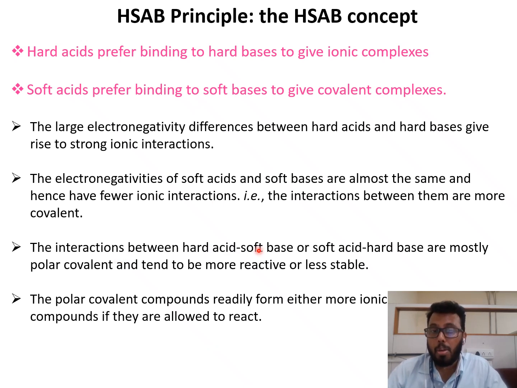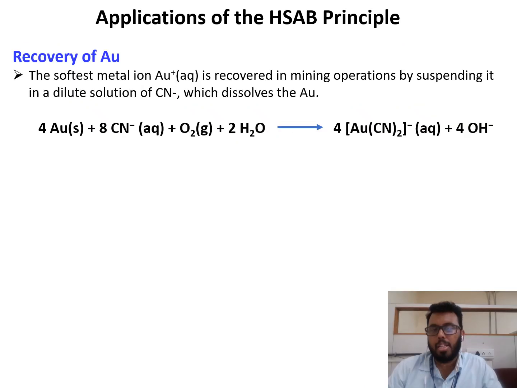Whenever it is hard acid hard base, it will be strong interaction, and also they are ionic, we have seen. But soft acid soft base will be covalent, that also we know. But when they are opposite, like a hard acid binds with a soft base instead of a hard base, then it is polar covalent and tends to be less stable or more reactive. That is the reason why such complexes are less stable. The polar covalent compounds can also readily form either more ionic or more covalent compounds when they are allowed to react. That we will see.